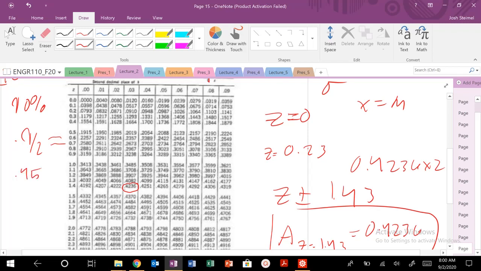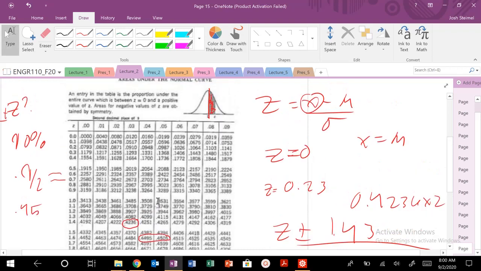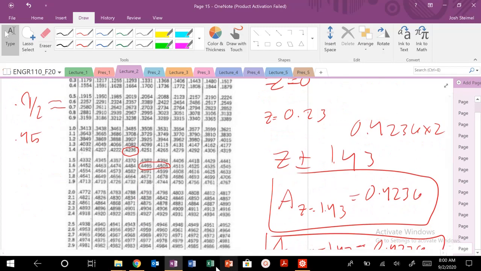So if I'm looking at my table, 0.45 is going to be basically between here. So you could take the average. I could do 1.6, 1.65.